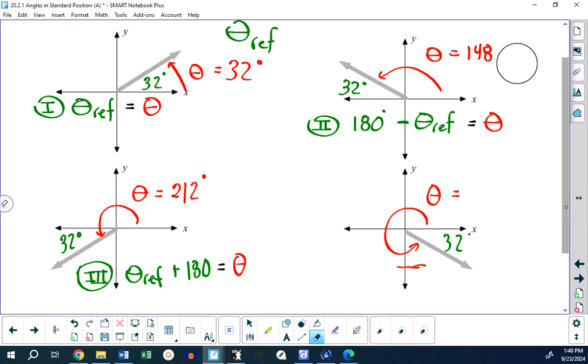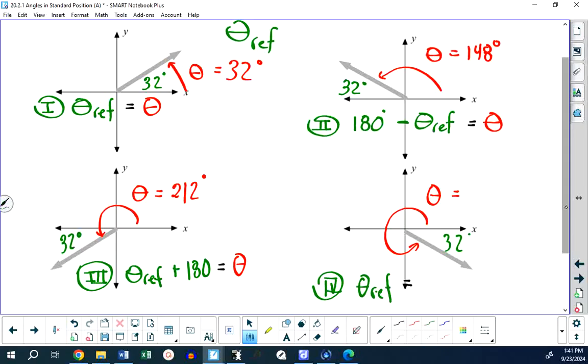And finally, if we're in quadrant 4, I think it's pretty obvious that the reference angle in quadrant 4 will be equal to 360 degrees minus the rotation angle. Or 360 minus the rotation angle would give you the reference. There's other ways you could write it. The goal is, if I give you a rotation angle, you can find the reference angle.